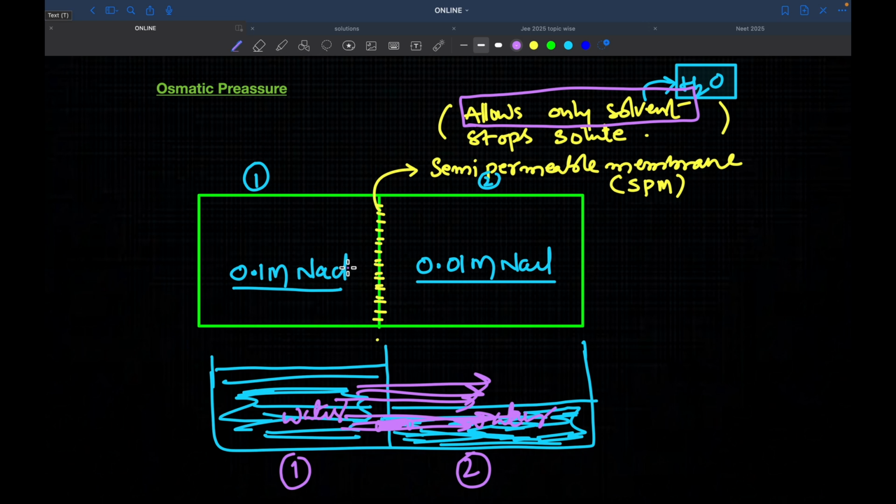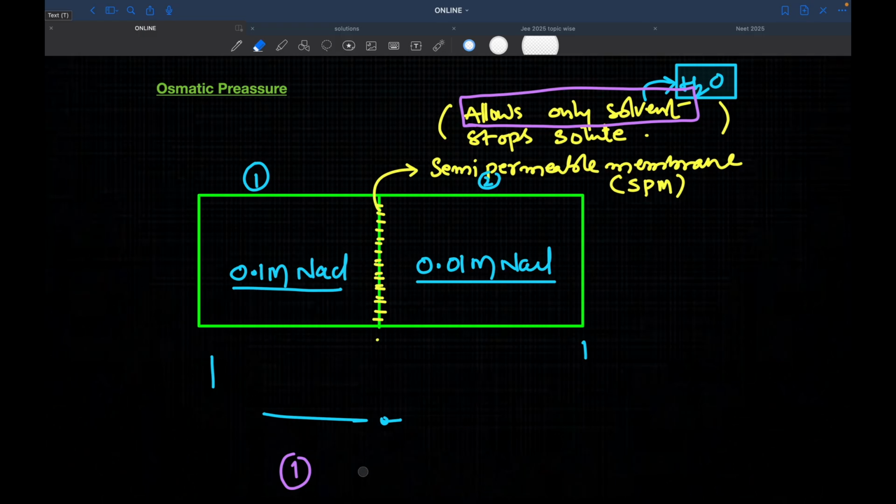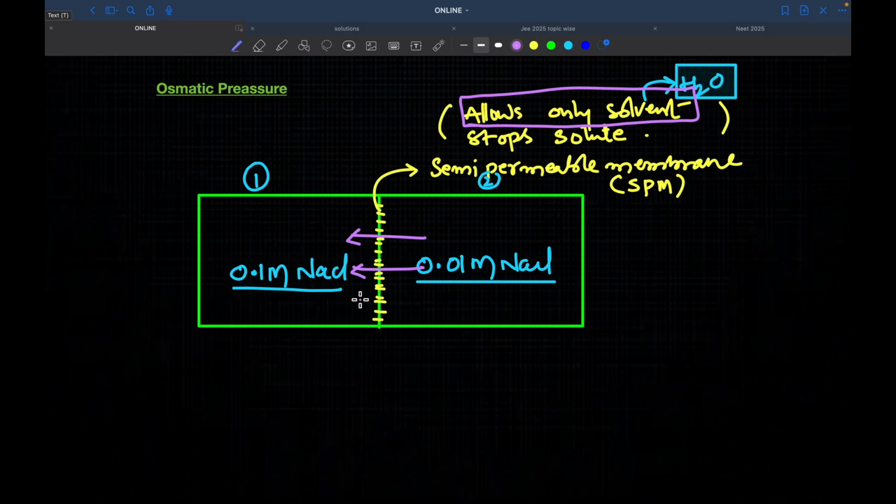Water is more in the second chamber, right? So therefore the movement of solvent from a low concentration to high concentration is called as osmosis. So from here to here the water particles start moving. 2 to 1 is correct, 1 to 2 is not possible. Why? Because I will tell you 3 reasons, right?